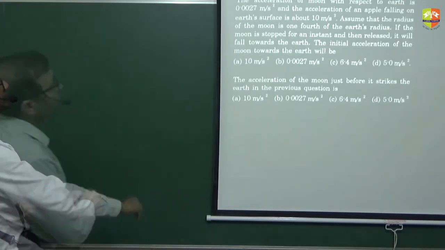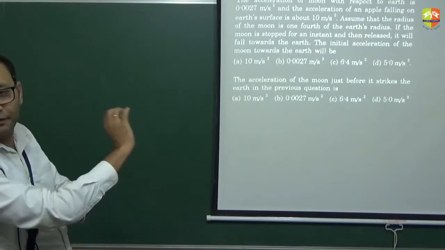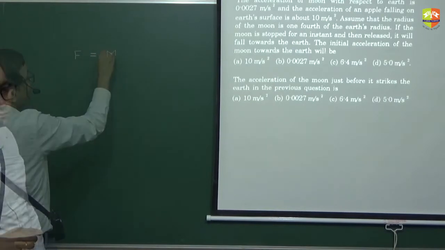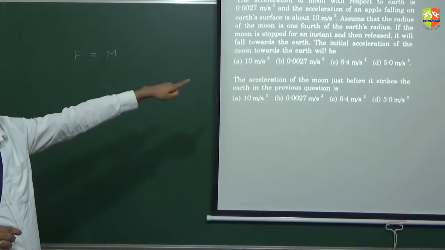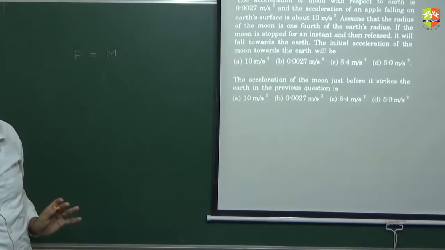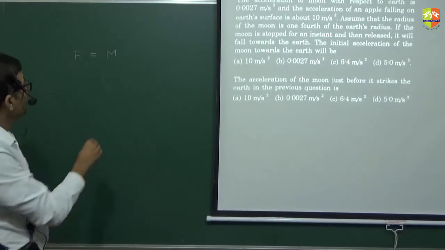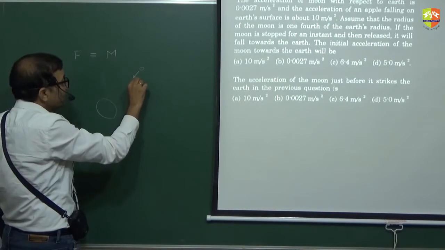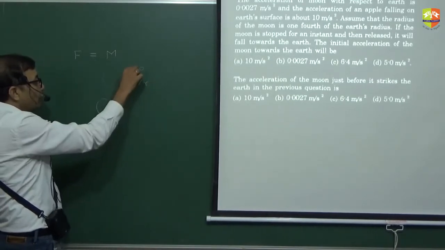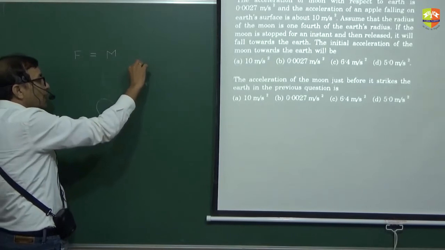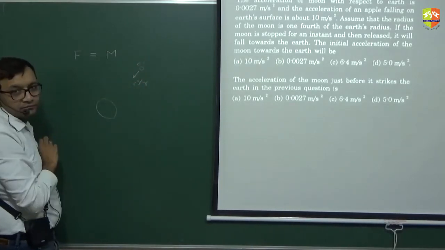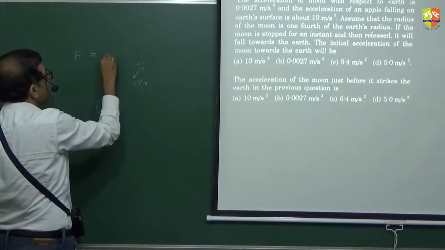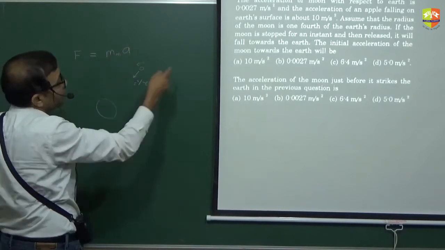I'll quickly discuss. The attraction of the moon with respect to the earth is given, right? So the force between earth and moon will be? The acceleration of the moon is given, which is V square by R, the centripetal acceleration. Suppose this is Earth and that is Moon. So its acceleration V square by R is given, and the force between Earth and Moon is mass of Moon into acceleration. Simple, right? Mass and acceleration is force.